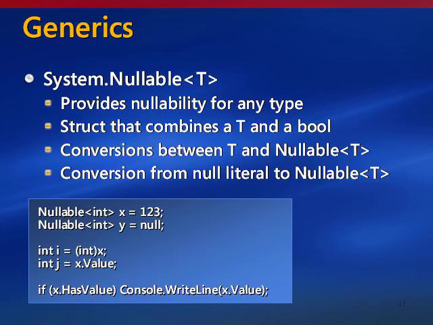A Nullable<T> is basically a little struct that combines a T and a bool, and the bool says whether the T is defined or not. There are conversions between T and Nullable<T>. Indeed, there's an implicit conversion from T to Nullable<T>, and there's an explicit conversion in the other direction. There's a conversion from the null literal to Nullable<T>. To sum it up, it means that I can write code like this: Nullable<int> x = 123, or Nullable<int> y = null. And then later I can check whether x has a value, and if so, get the value, and so on.